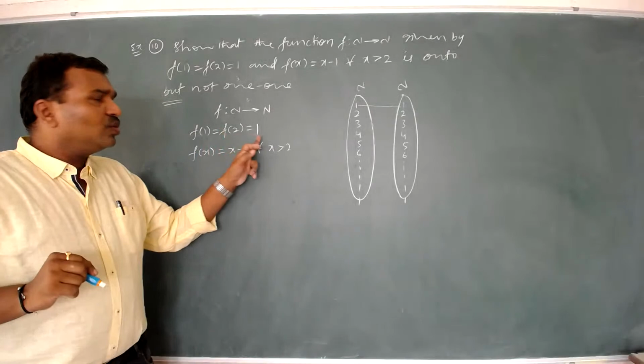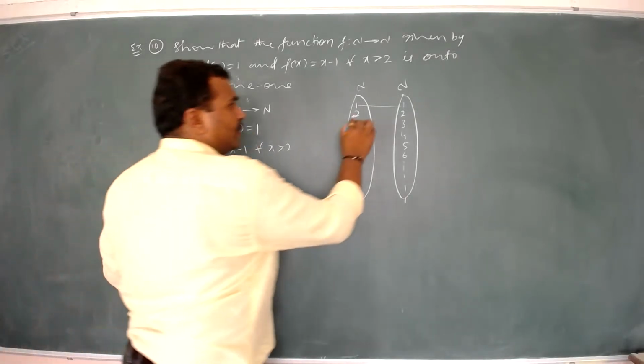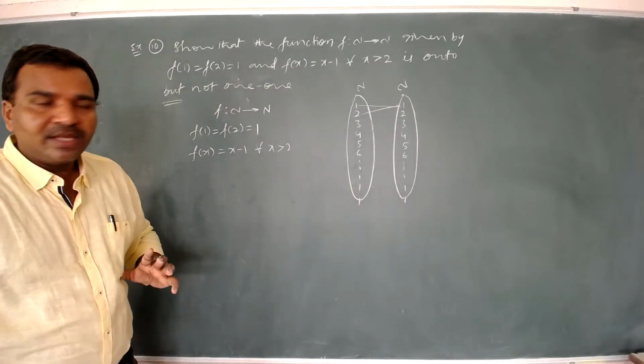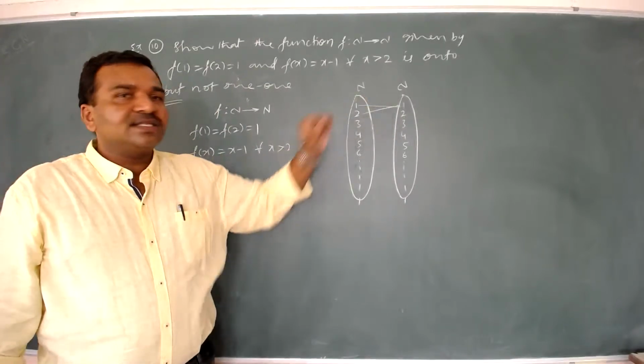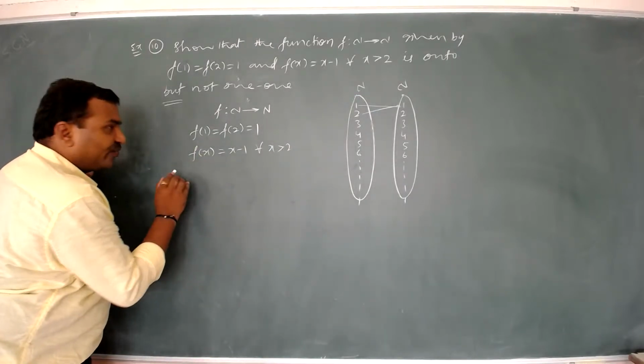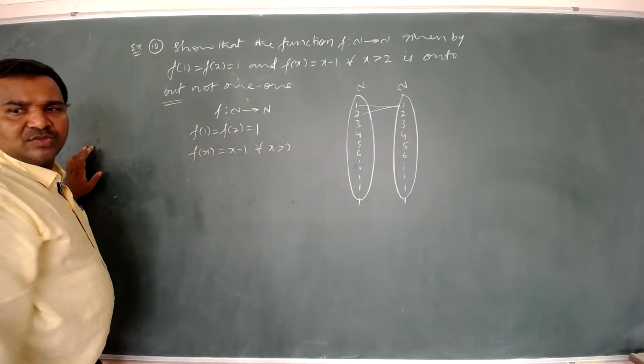Next, f of 2 equal to 1. 2 also maps to 1. Clearly, it is not 1-1. Why? For two different elements, there is the same image. Correct? Clearly, we can say f is not 1-1. No need to check other values now.